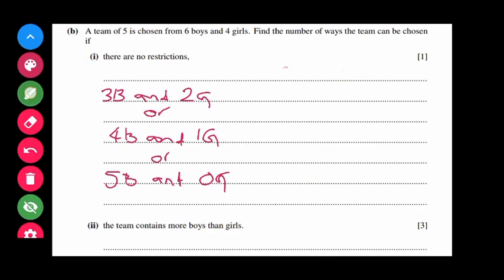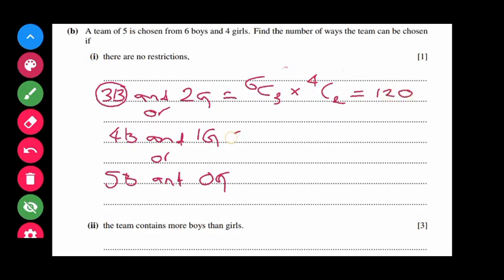Okay. Now, how do we make this selection? 3 boys and 2 girls. 3 boys out of 6 boys. So 3 boys can be selected as 6C3 ways. And 2 girls out of 4. So 4C2 ways. So totally we get 6C3 into 4C2. It is 120.